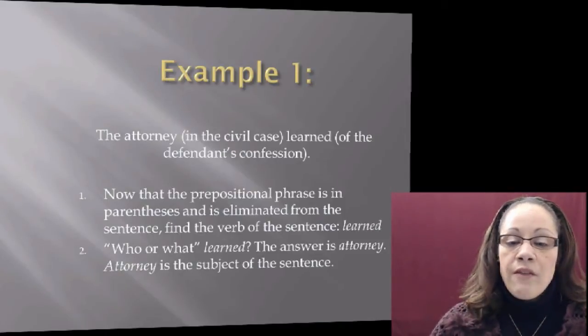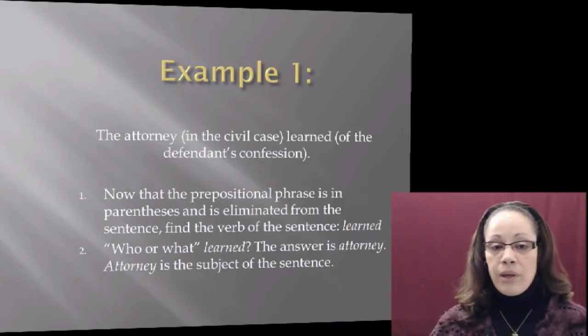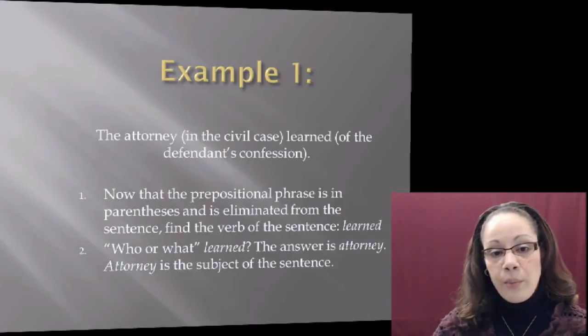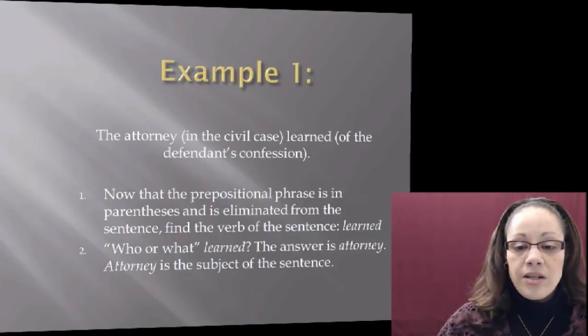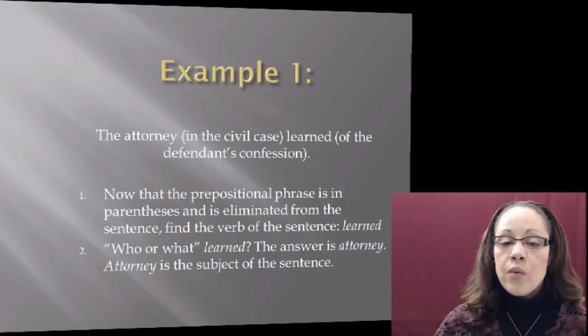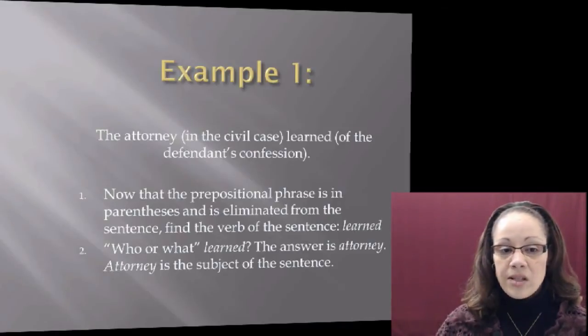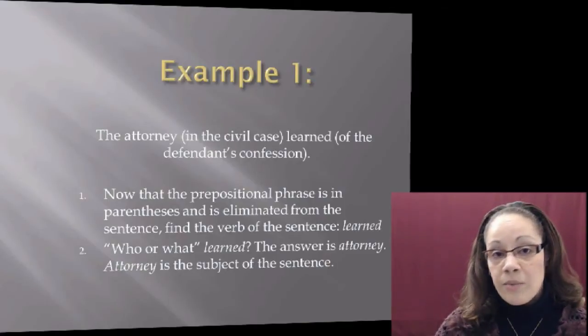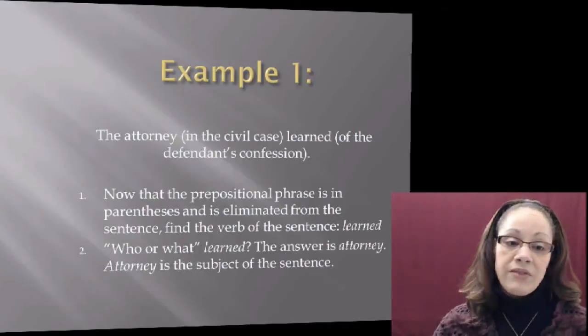Then I also have in parentheses our second prepositional phrase, of the defendant's confession. Of is our preposition. Confession is our object of the preposition. So automatically I know that any words in those two phrases, in the civil case and of the defendant's confession, cannot be your subject of your sentence or your verb of the sentence.